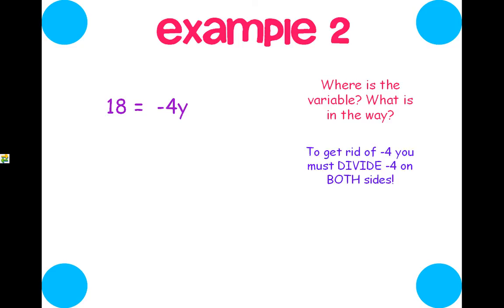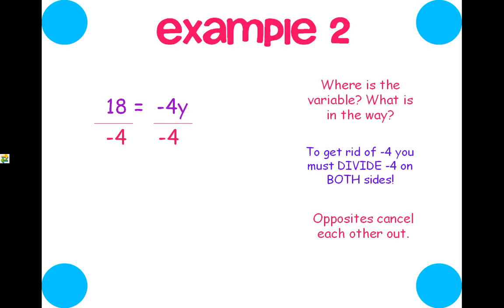So to get rid of that -4, we must divide by -4, which is the inverse operation, and we've got to do it to both sides. We want to keep it equal. So if we divide by -4 on that side, we have to divide by -4 on the left.